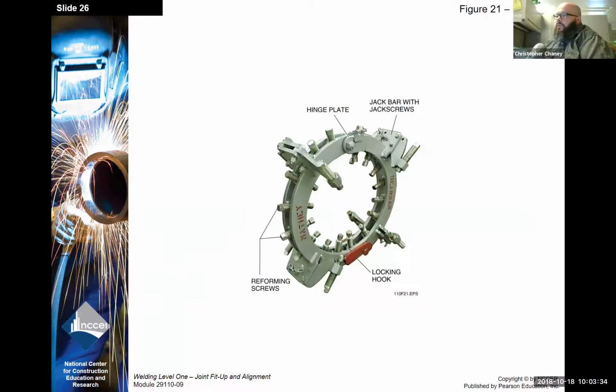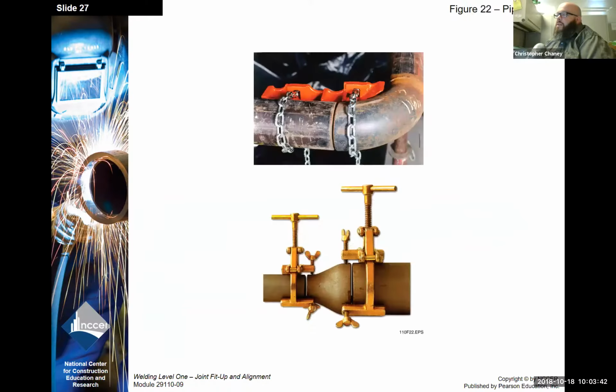There's a rim clamp. As you can see, there's a lot of adjustment on this clamp to bring things into proper alignment. Here's some other styles of pipe clamps. I have a few different styles out in the shop we can look at, and these are all used just to align pipe fittings and just pipe to pipe.